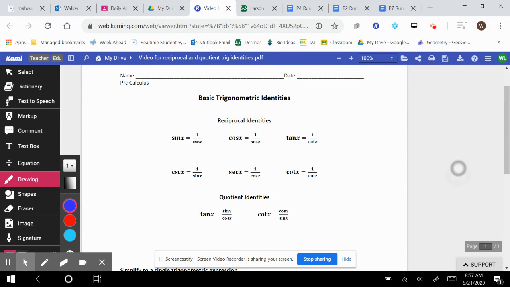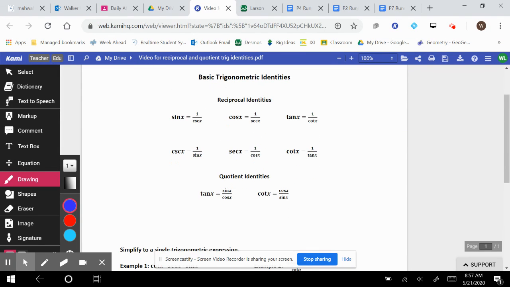Good morning, guys. So today we're starting our final topic of the year, and that is trig identities. Okay, so basic trig identities. And basically, in this topic, you're going to learn about how the trig functions and a lot of the trigonometric expressions that you'll see can be rewritten in other forms.